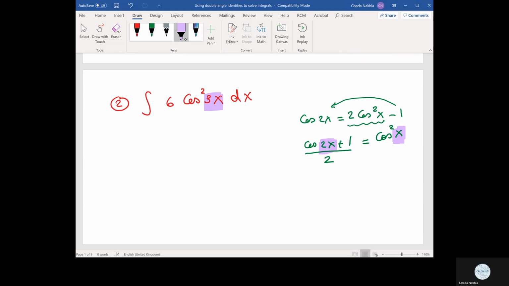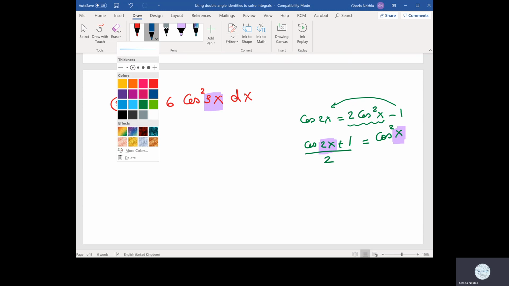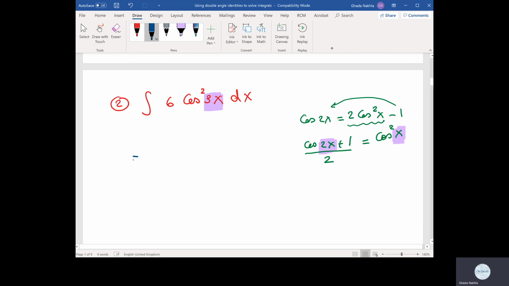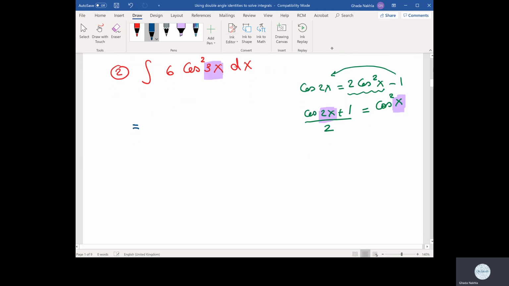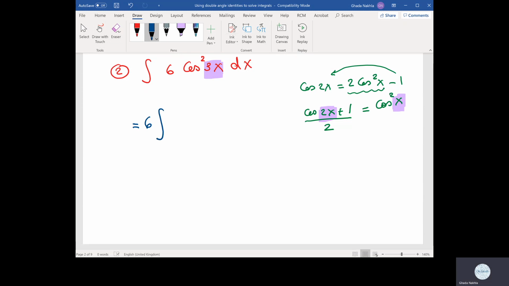So let's get a different color. Let's go blue. And let's write this down. So equals, the 6 will kick 6 out of the integration. It's a constant. We don't integrate constants. We only integrate x. So I've got cos squared 3x.